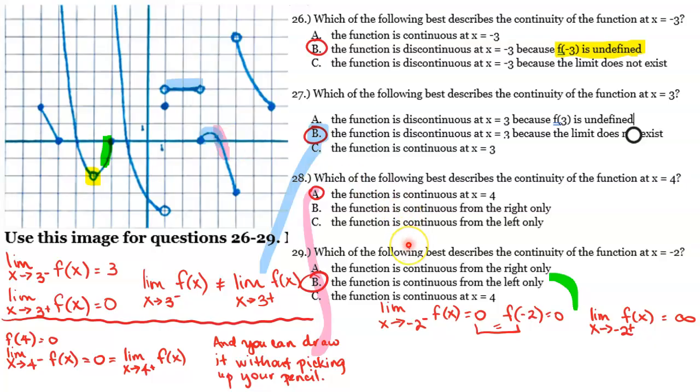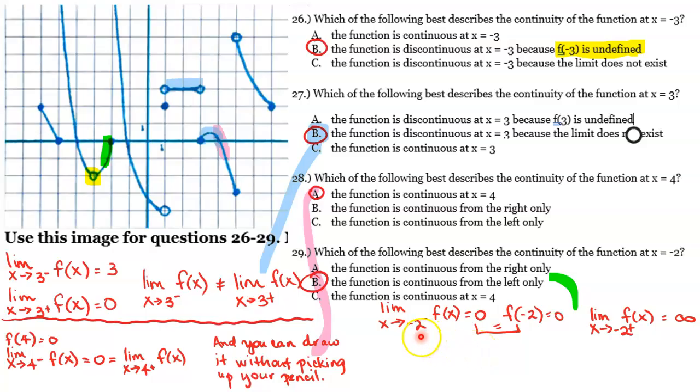All right, then for 29, which best describes the continuity at -2? So if we come over here to -2, obviously it's not continuous. I got to pick up my pencil to come up here because I've got an infinite discontinuity here. But it could still be continuous from one side or the other. So if I take the limit from the left, that's 0. If I take the limit from the right, that's infinity. And then if I do f of -2, that is 0. So anywhere the limit from one side is equal to the function value, it's going to be continuous from that side.